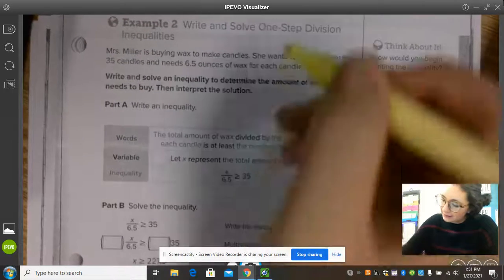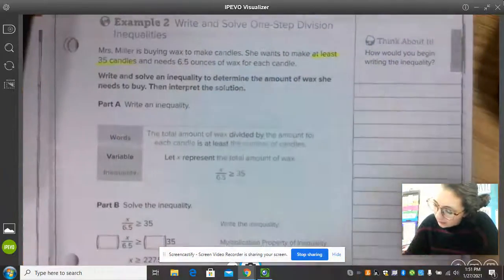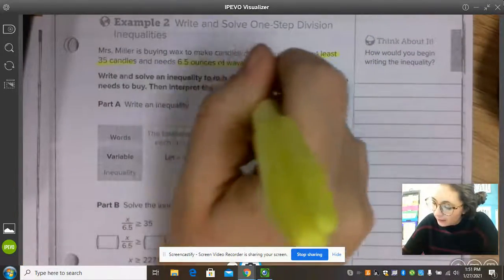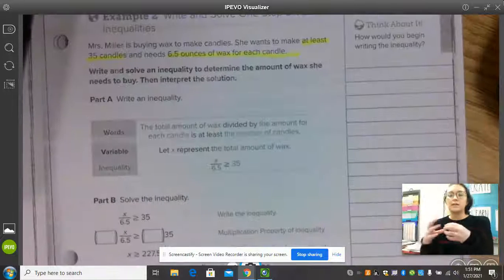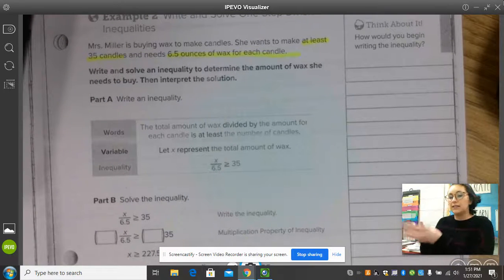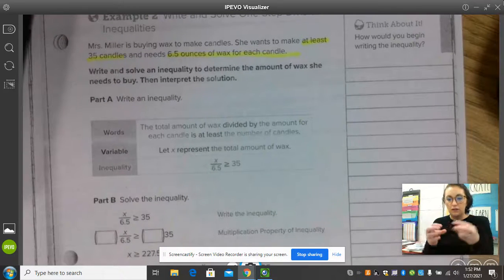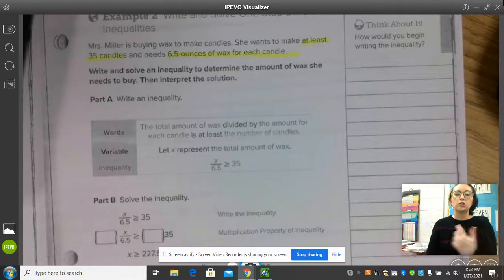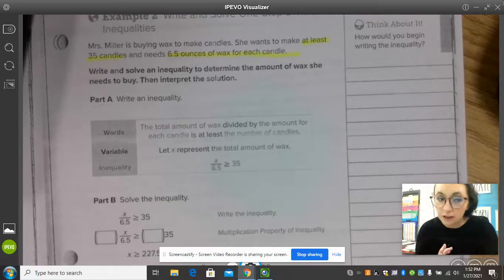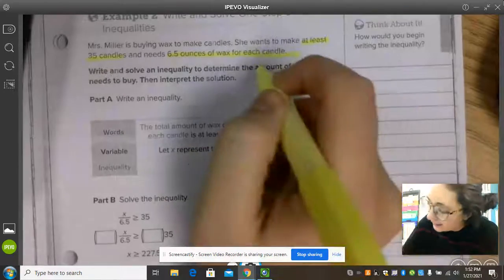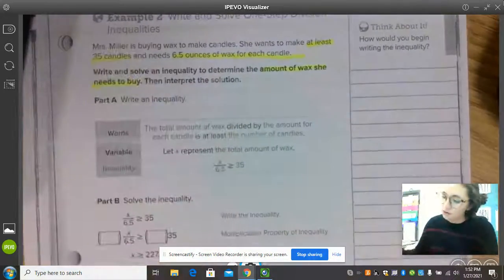She wants to make at least 35 candles, and she needs 6.5 ounces of wax for each candle. So she's ordering this wax in a big bunch, and she's splitting it up into 6.5 ounce sections. She wants 35 candles. She's trying to figure out how much wax she needs to buy. They ask us to determine the amount of wax she needs to buy.